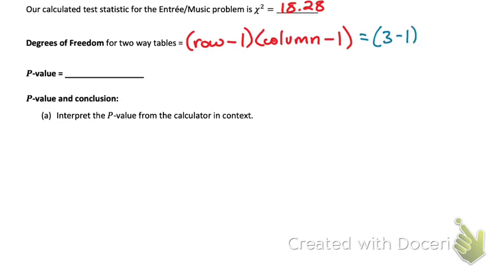There were 3 rows. There were 3 columns. So anybody know what 2 times 2 is? 4, which is exactly what the degrees of freedom were.